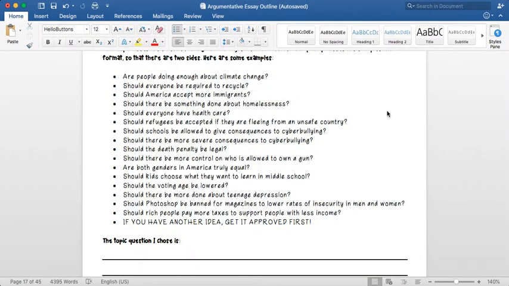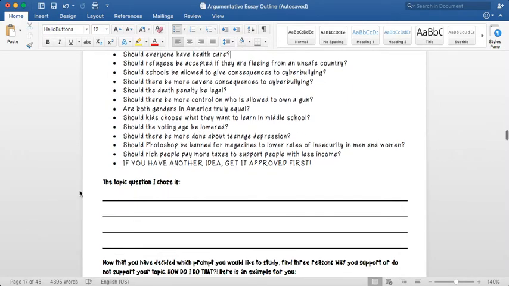There are some that have to do with climate change. There are some to do with immigrants. There are some to do with homelessness, gun control, gender issues, and voting issues, issues about teenage depression, and taxes, and the death penalty. There's so many different topics that you can choose from that have to do with all the different kinds of injustices in our world. And if you can tell, they're in question format. So you can write down the topic question that you choose right here.